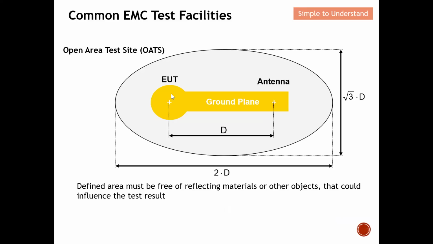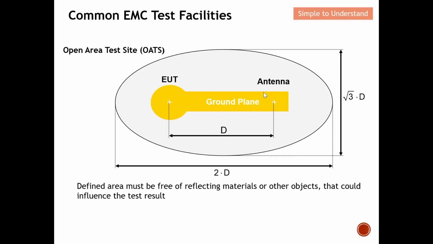So this is where your EUT is, and this is where your antenna is. Let's say you do 3 meter or 10 meter, this is the distance D. Once you have this distance D, which is 3 meter or 10 meter, you need to have a clearance of 2D, which is 2 times either 3 meter or 10 meter, over here. As for the other end, you need to have square root 3 times D. Again, it depends on the distance between the DUT and the antenna.